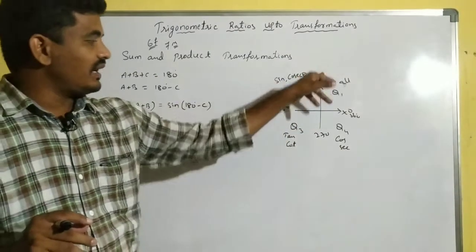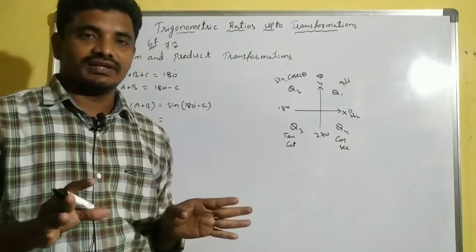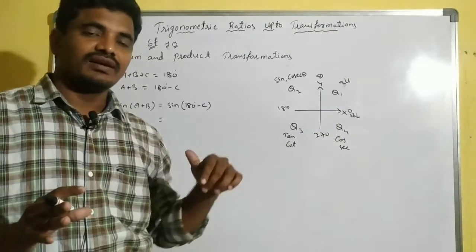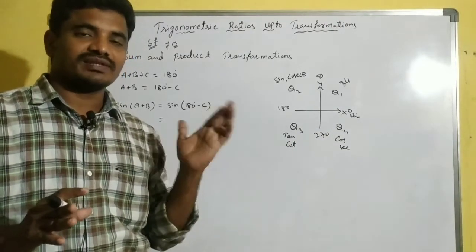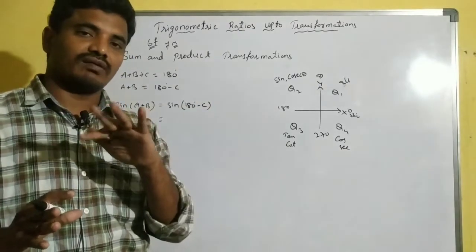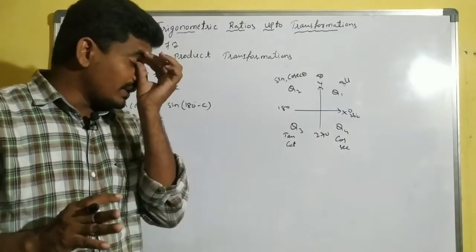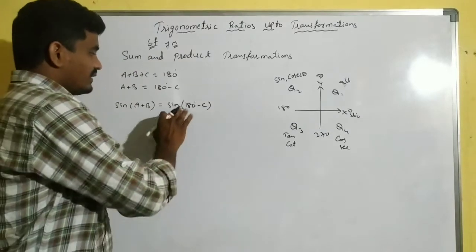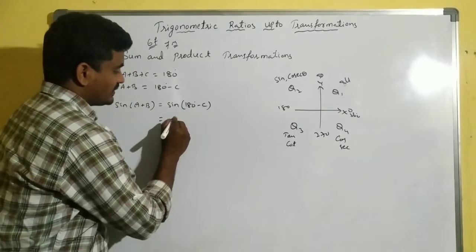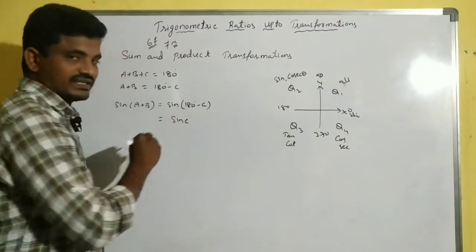And for 90 and 270, it will change. 90 plus theta and 90 minus theta: sine will become cos, cos will become sine. Tan becomes cot, cot becomes tan. The ratios will be changed.